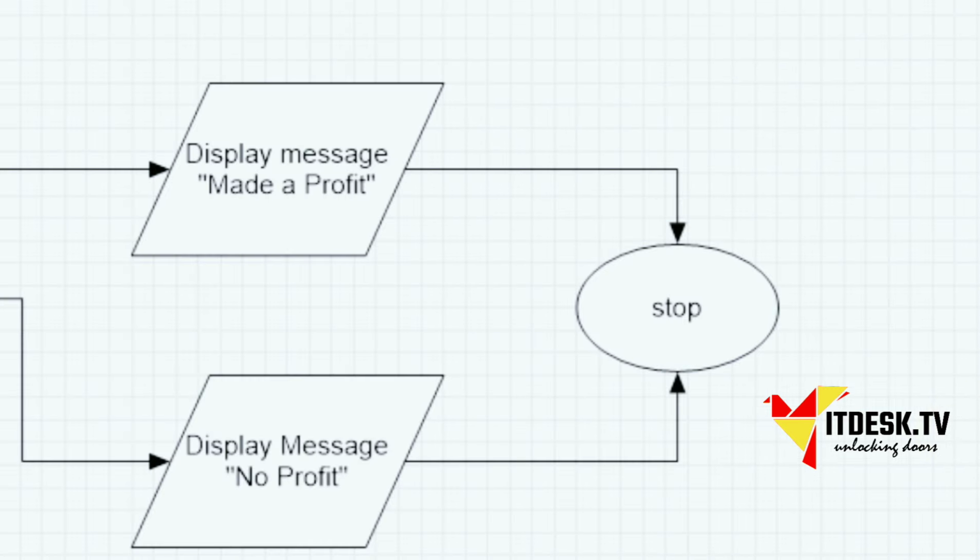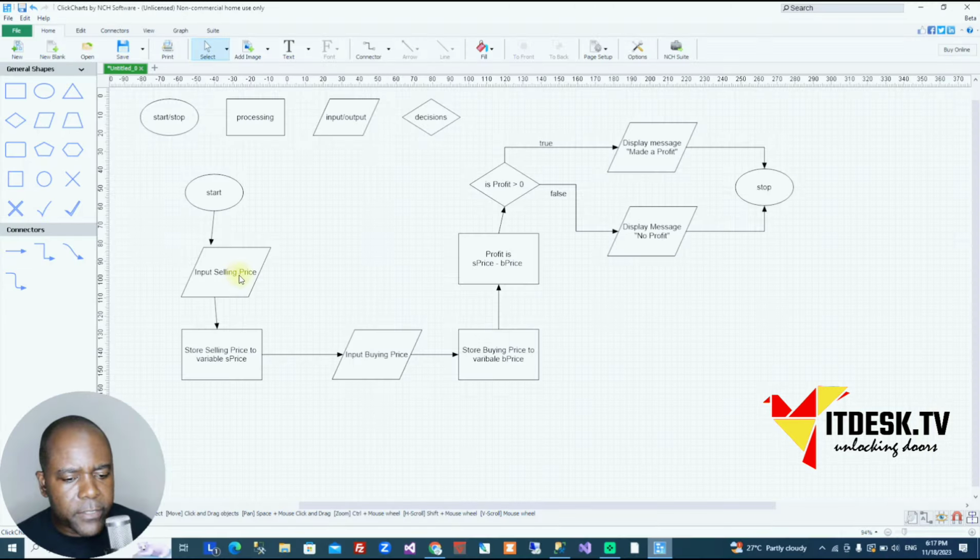Let's walk through this program real quick. Start. Input the selling price. As soon as you get the selling price, you store it in a variable called S price. You move on. Parallelogram again. Input the buying price. As soon as you get the buying price, you store that value in a variable called B price. The B is for buying, the S is for selling. You then do another processing. Remember the keys up here, processing. Profit is S price minus B price.